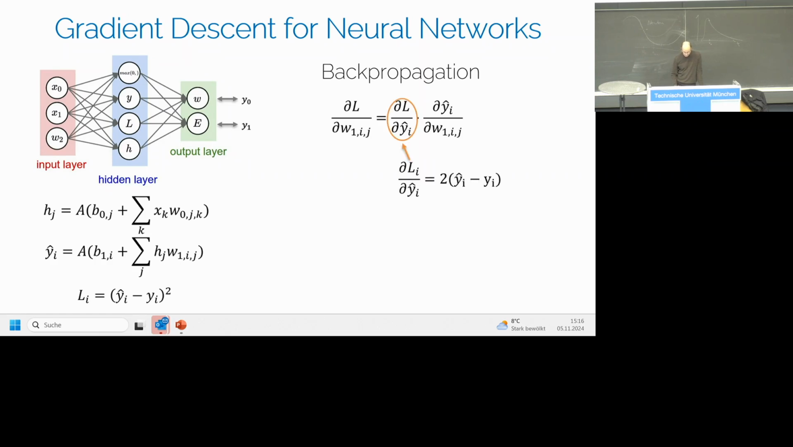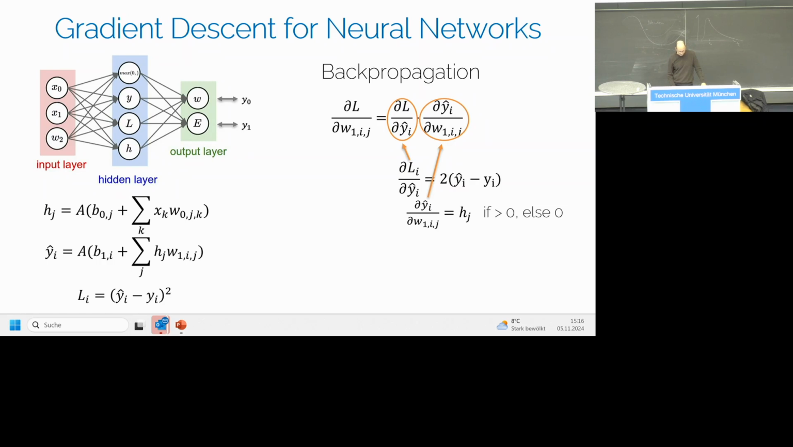dL by dy, since it's a mean square error loss that we use, it's just 2 times (yi hat minus yi). And then dyi hat by dw, since this is a linear weight, it's just hj. It's the output of the previous layer, basically. And that is if it's positive.